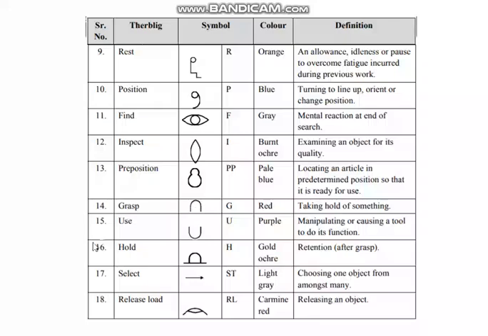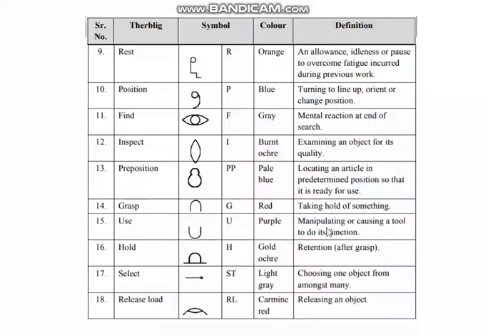Okay, ये letter G है और color red है. Taking hold of something, catching something. Okay, use is like your hand is cupped and it is facing upside. That is using. Now it's purple color.